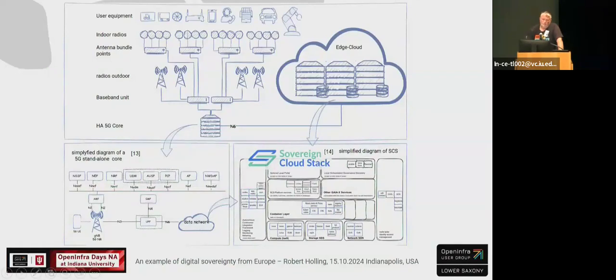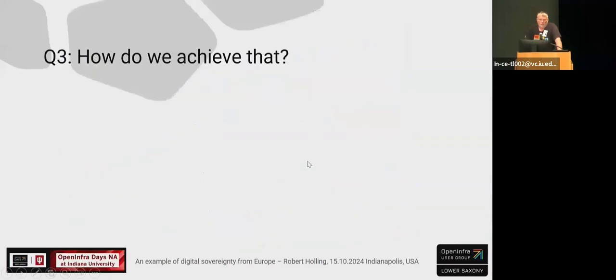This is combined with a 5G core network from Ericsson at this time. And there are a couple of user equipments which are communicating via antennas over the so-called N6 interface to our edge cloud. In the left picture, you can see a simplified diagram of a standalone core, which is communicating with our sovereign cloud stack, so that you get a rough idea what we are doing there.